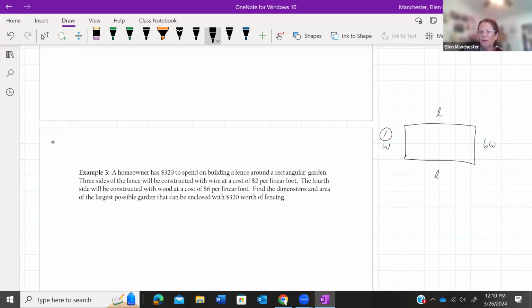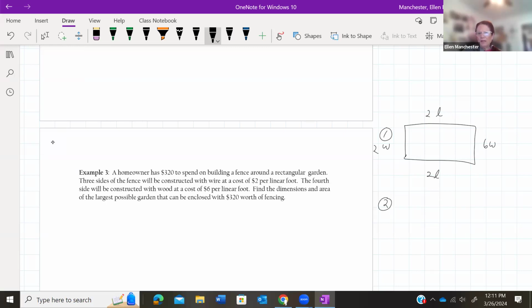So if my width is $6 per foot, and let's say this width is 10, 6 times 10, there's $60. But if my length was 20, 6 times 20 would be $120. So I want my wood to be on the shorter side, which means all the other 3 sides are going to be the wire at $2 a foot. Okay, do you see it?